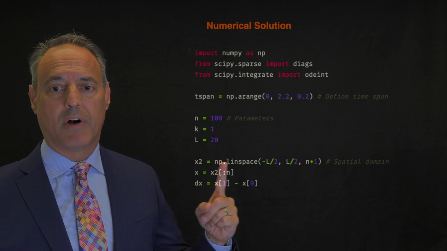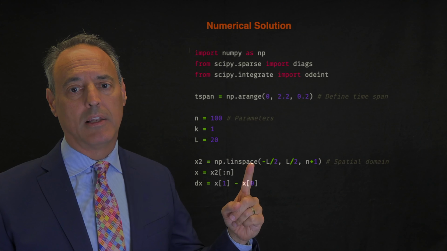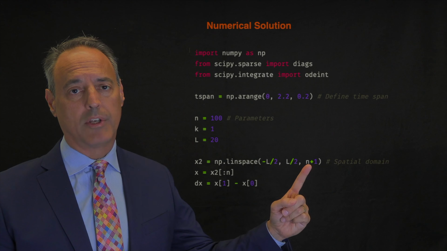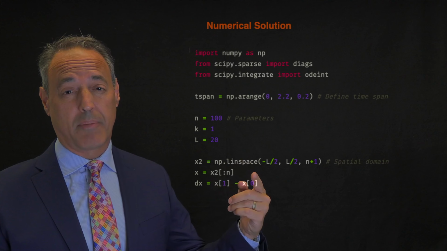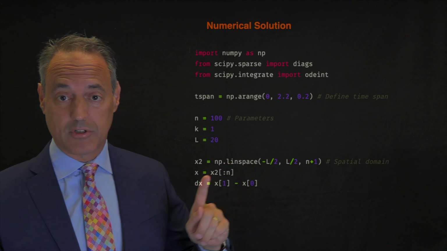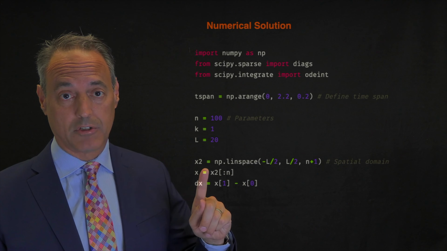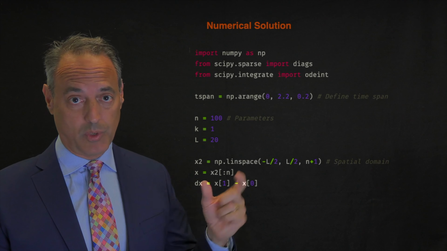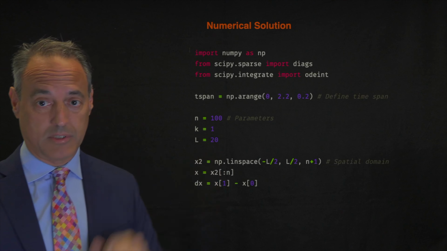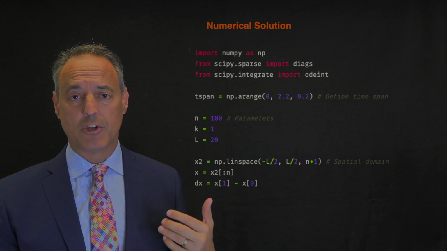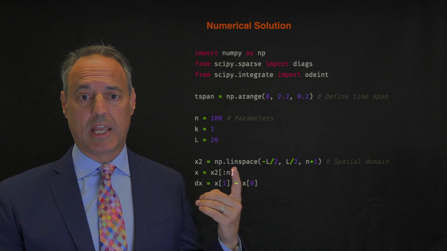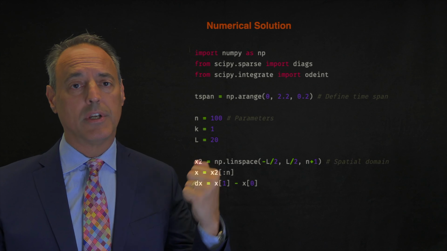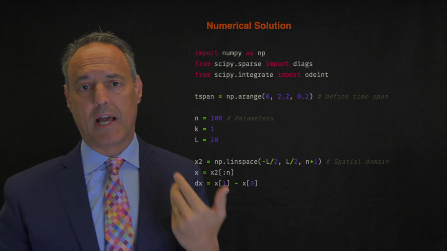And so first I define my domain. It's going to be a linear space, goes from negative L over 2 to L over 2 in n plus 1 points. Remember, I'm going to do periodic boundary conditions, so the last point is the same as the first, and that's what I've done here, I've just taken the first n points. And my dx is just the difference between the 2 points themselves. So I've set up my domain and my discretization. And again, this choice of the number of points I have, which is 100, determines the delta x, right?